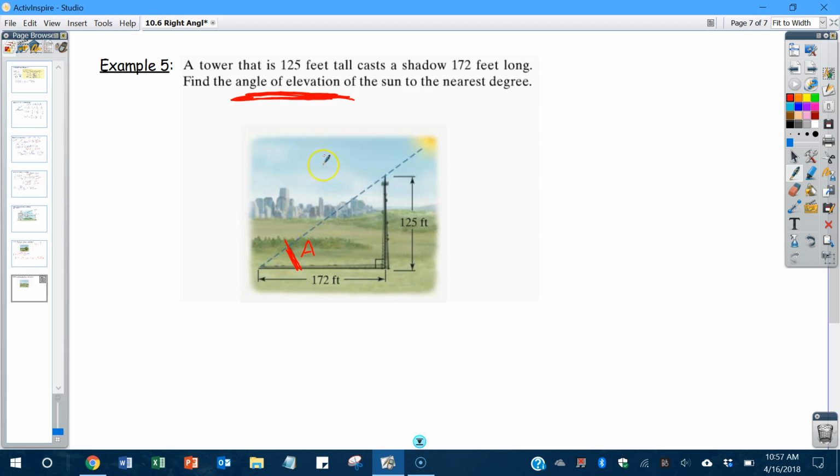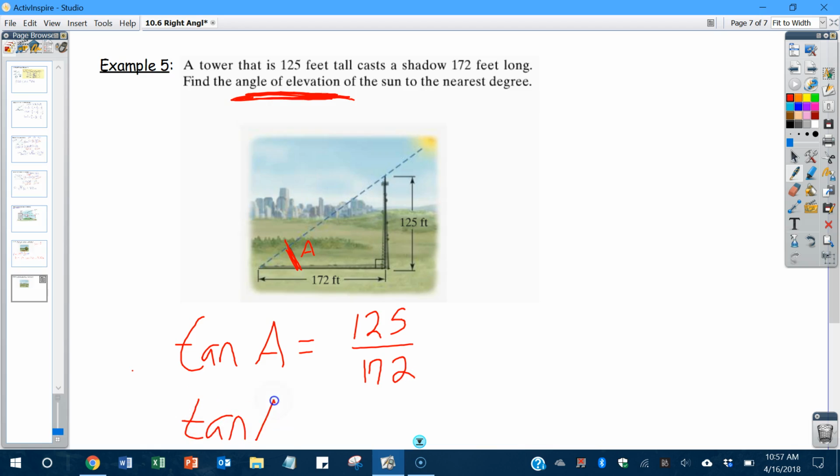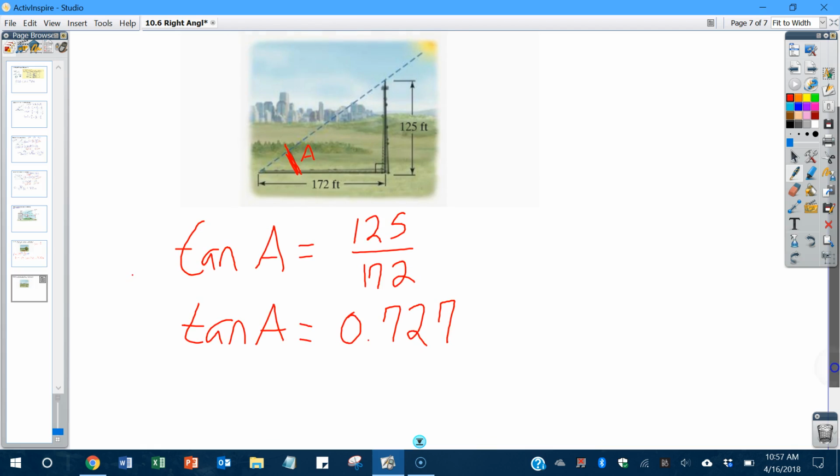And so we'll use trig again. From this angle, we're interested in the opposite and the adjacent, so that's tangent again. The tangent of angle A is equal to the opposite over the adjacent. So the tangent of angle A, I'm just going to do that division, is equal to like 0.727 or something like that.